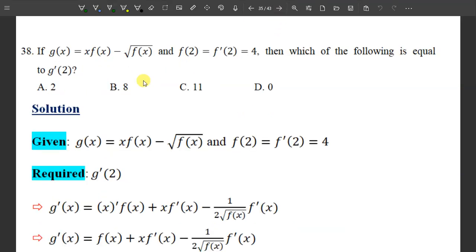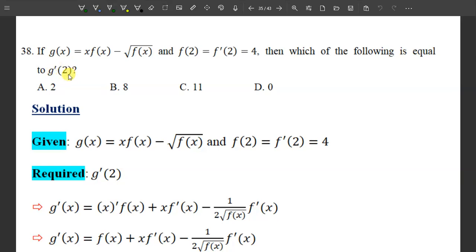Question number 38. Question number 38 says, if g of x is equal to x times f of x minus the square root of f of x, and also f of 2 is equal to f prime of 2 is equal to 4, then which of the following is equal to g prime of 2? That is what the question says.